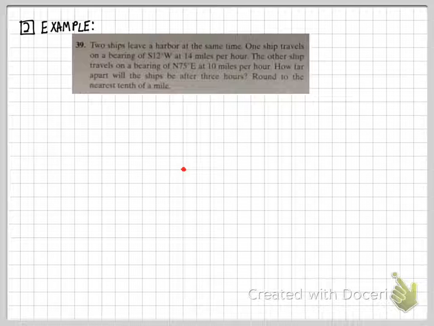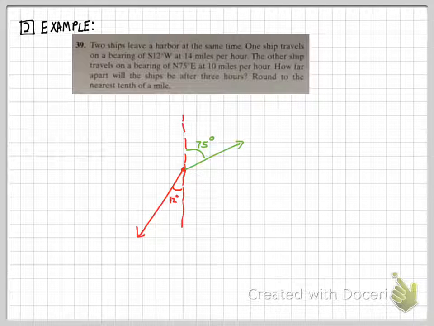If I went south 12 degrees west, let me draw in my north-south line. That's going to be basically in this direction, because I'm going to be 12 degrees west of my straight south direction. Second boat I will do in green. This one is going to go north 75 degrees east. That's going to be off in this direction. Straight north would obviously be up, and 75 degrees to the east would be that direction. Okay, so I've got my boat A and boat B.